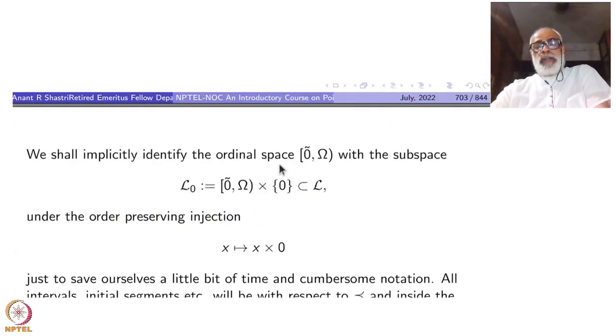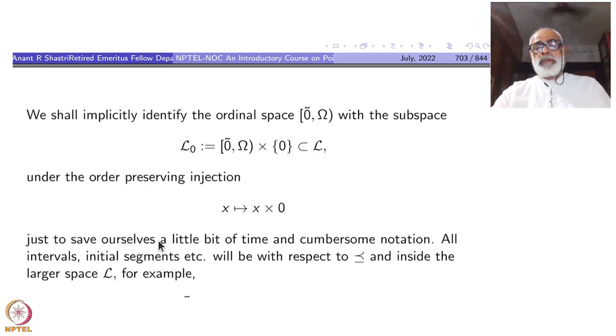We shall implicitly identify the ordinal space [0, omega) with this coordinate space, namely the second coordinate being 0. This is a real number. Okay. So I will not have cumbersome notation every time cross 0, I don't have to write. So that is my L naught. Okay, omega cross the singleton 0. That whole thing is in the long line L. Okay. So I am identifying this [0, omega) with this subspace under the identification x goes to x cross 0. Just to save ourselves a little bit of time and cumbersome notation, that's all.